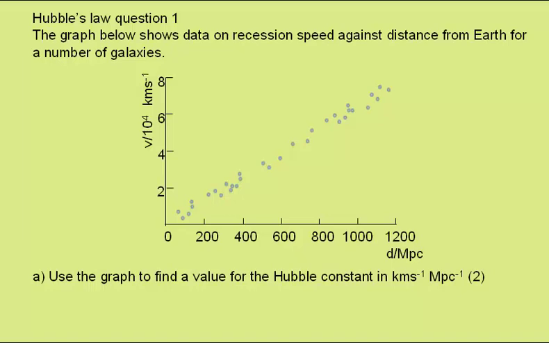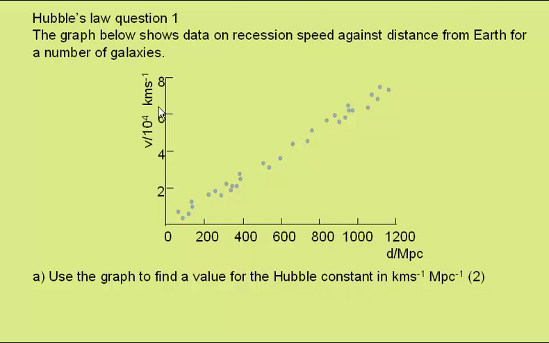Hubble's law, question 1. The graph below shows data on recession speed against distance from Earth for a number of galaxies. Recession speed here on the y-axis, making note that it is times 10 to the 4 kilometers per second. Distance from Earth on the x-axis given in megaparsecs. Part A, use the graph to find a value for the Hubble constant in kilometers per second per megaparsec.